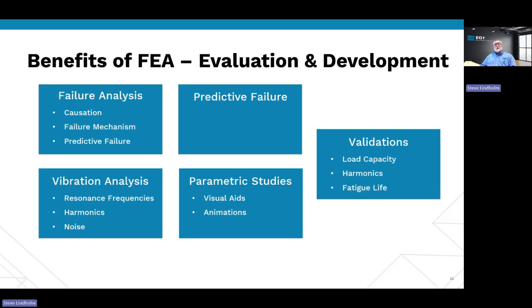We can do parametric studies where we can look at more than one potential solution or different load cases, maybe a monotonically increasing load on something. We can do the animations through those parametric studies. We can validate. We can validate the load capacity. We can validate harmonics, and we can validate fatigue life.